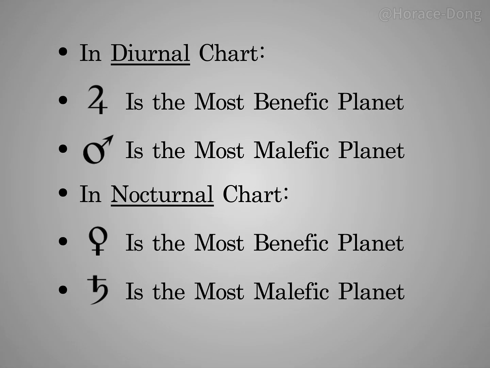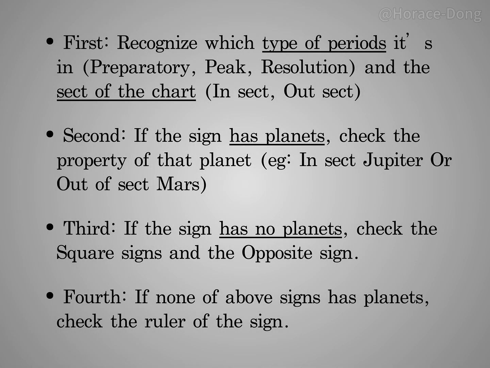That is, in a diurnal chart, Jupiter is the most benefic planet and Mars is the most malefic planet. In a nocturnal chart, Venus is the most benefic planet and Saturn is the most malefic planet. In order to read the zodiacal releasing, first of all, you have to recognize which type of period you're trying to analyze, and identify the sect of the chart, which allows you to know which planets are in sect and which planets are out of sect. By that, you can know which planet is the most benefic and which is the most malefic.